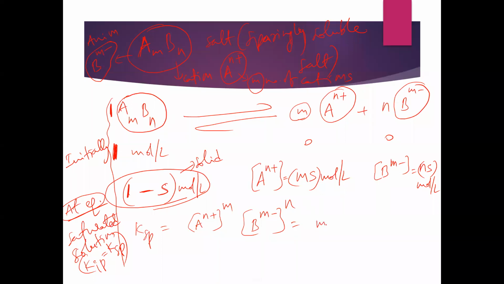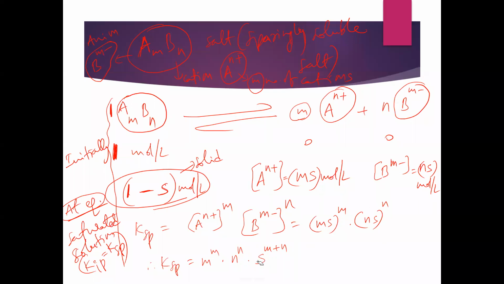That equals, substitute here, concentration of A plus N is MS, whole power M, into NS whole power N. Right? So therefore, how to write KSP? KSP is equal to M power M, N power N, into S power M plus N.